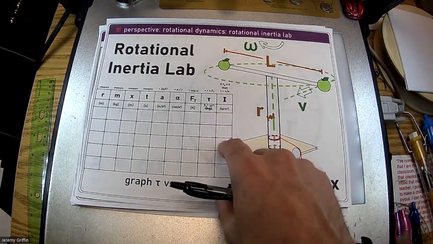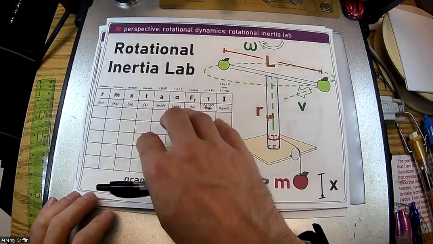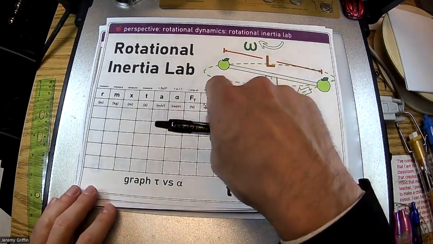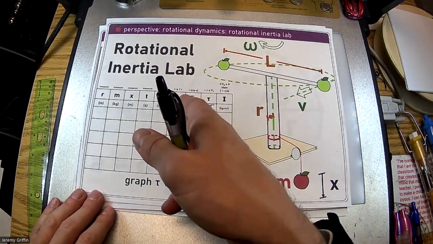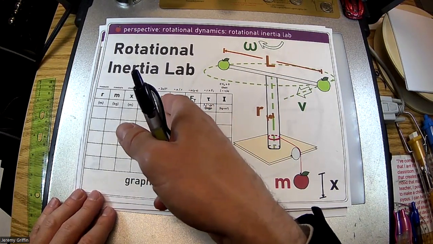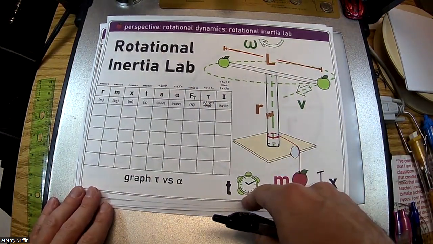I have a column on the table for I. We're actually going to do that in a graph, so I'm going to modify this table a little bit. I'll draw it with you. Then, how are we going to get alpha? That's related to acceleration, which has to do with the falling distance and the falling time. That's why you have stopwatches.